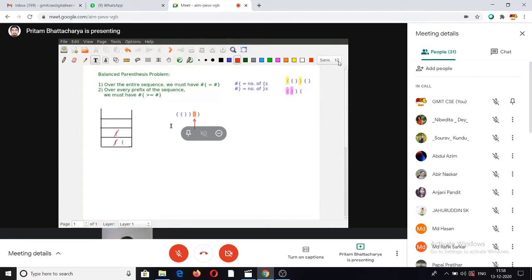Okay. So I push this in and I shift my arrow to the last symbol. And this is a closing parenthesis. So I again pop the opening parenthesis found on the top of the stack.